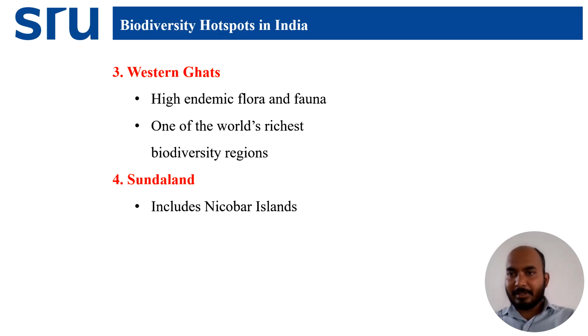India is one of the world's mega diverse countries and contains four major biodiversity hotspots. The first is the Himalayas, which supports alpine ecosystems and endemic plants. The second is the Indo-Burma region, covering the northeastern regions, which is rich in birds and amphibians. The third is the Western Ghats, one of the richest biodiversity regions in the world. The last is Sundaland, which includes the Nicobar Islands. These hotspots are important for ecological balance.